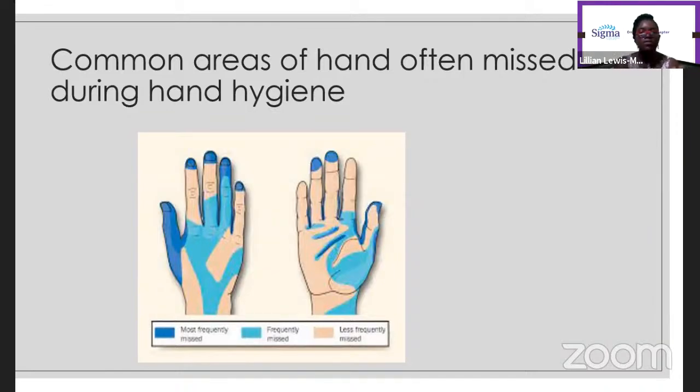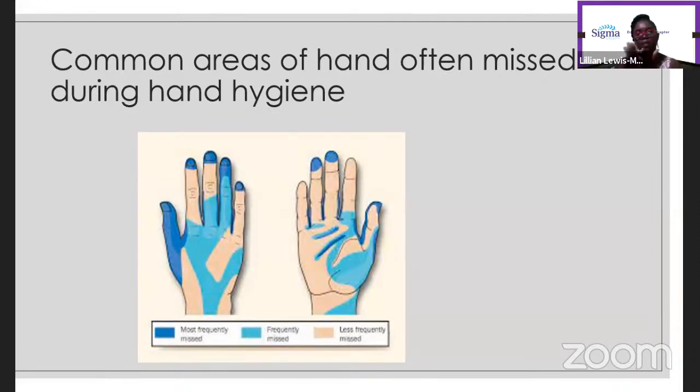If you notice the thumb, sometimes just by washing, you have one thumb that is actually sticking out and you're only concentrating on the palm and not realizing. And then by concentrating on the palm, the tips of the fingers are usually sticking out.